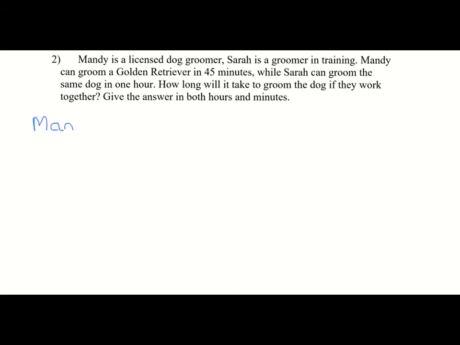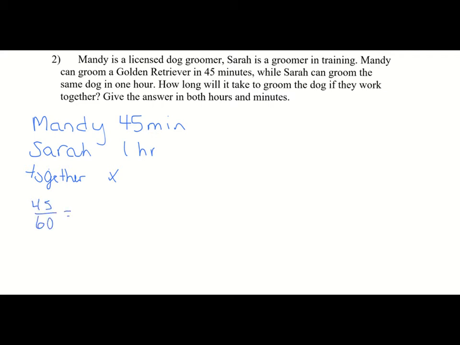So we know Mandy takes 45 minutes, and Sarah takes 1 hour. But I want per hour, so we want to figure out together is x. So Mandy, if we're converting that to hours, it's already less than an hour. So I know that it's 45 over 60, because that's 60 minutes in an hour. And then if I simplify that, it's going to simplify to 3/4 of an hour. So we can divide them both by 15.